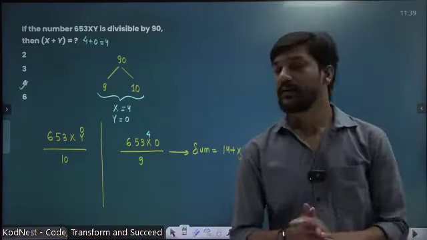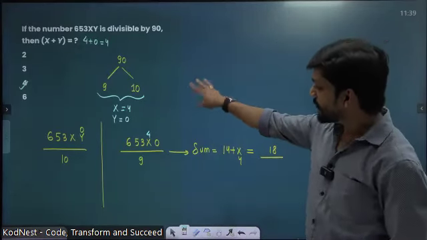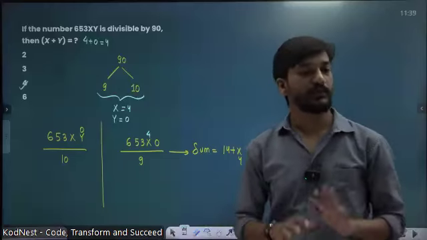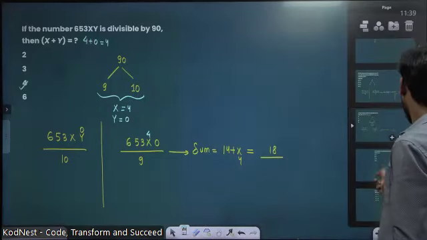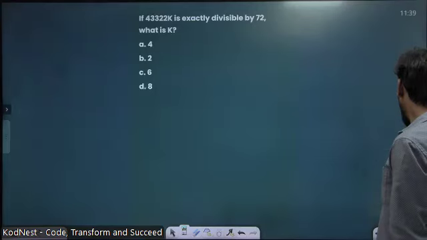So this is how, even if two variables are there, sometimes the question is not difficult. It is actually easy only. Let's take one more question for 72. Let's see how many of you do it correctly.